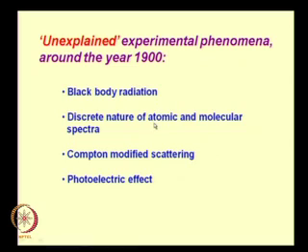We began the last class by looking at some unexplained phenomena at around the end of the year 1900, and amongst them were the Blackbody radiation, discrete nature of atomic and molecular spectra, Compton modified scattering, and photoelectric effect. And we looked in great detail at the Blackbody radiation. It was one of these unexplained phenomena that had been examined, and a theory had emerged for how to explain the data that you obtain from a black body.